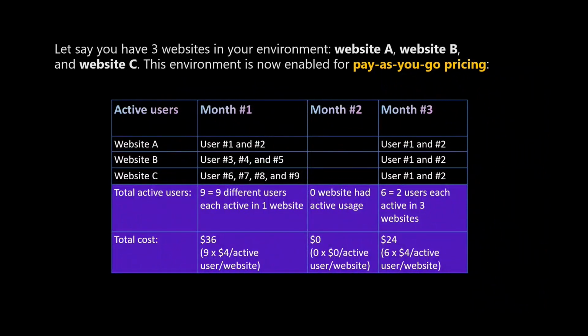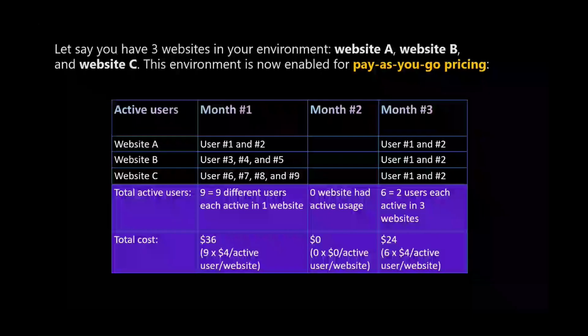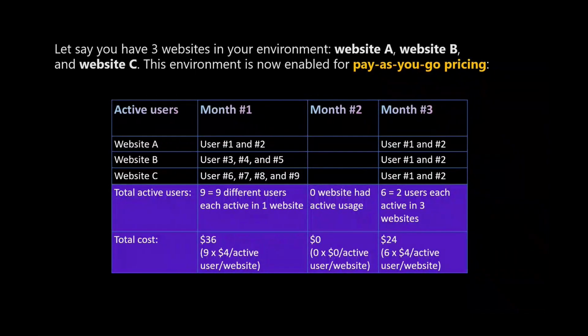Now if I talk about website B, users 3, 4, and 5, these are the 3 unique users who accessed website B in month 1. But in the second month, no one has used that. In month 3, users 1 and 2 used that, not 3, 4, and 5. Website C was used by users 6, 7, 8, 9 in month 1. In month 2 they didn't use it, and in month 3 only users 1 and 2 have used that.